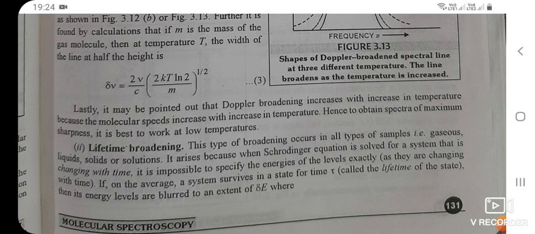Lastly, it may be pointed out that Doppler broadening increases with increase in temperature because the molecular speeds increase with increase in temperature. Hence, to obtain spectra of maximum sharpness, it is best to work at low temperatures.